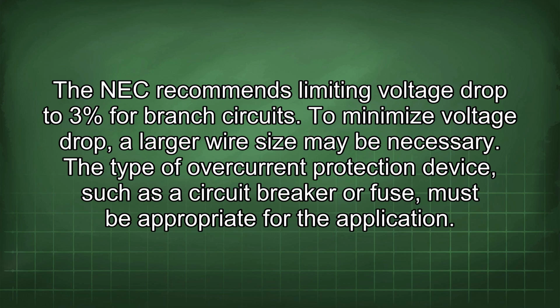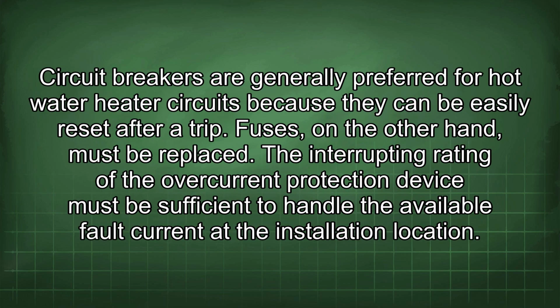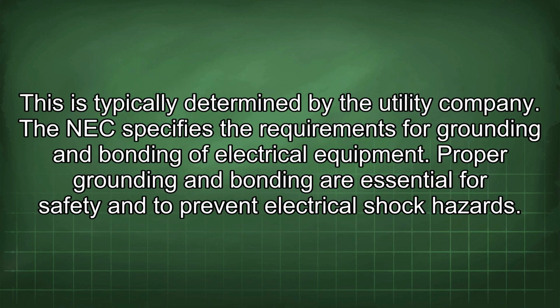The type of overcurrent protection device, such as a circuit breaker or fuse, must be appropriate for the application. Circuit breakers are generally preferred for hot water heater circuits because they can be easily reset after a trip. Fuses, on the other hand, must be replaced. The interrupting rating of the overcurrent protection device must be sufficient to handle the available fault current at the installation location. This is typically determined by the utility company.